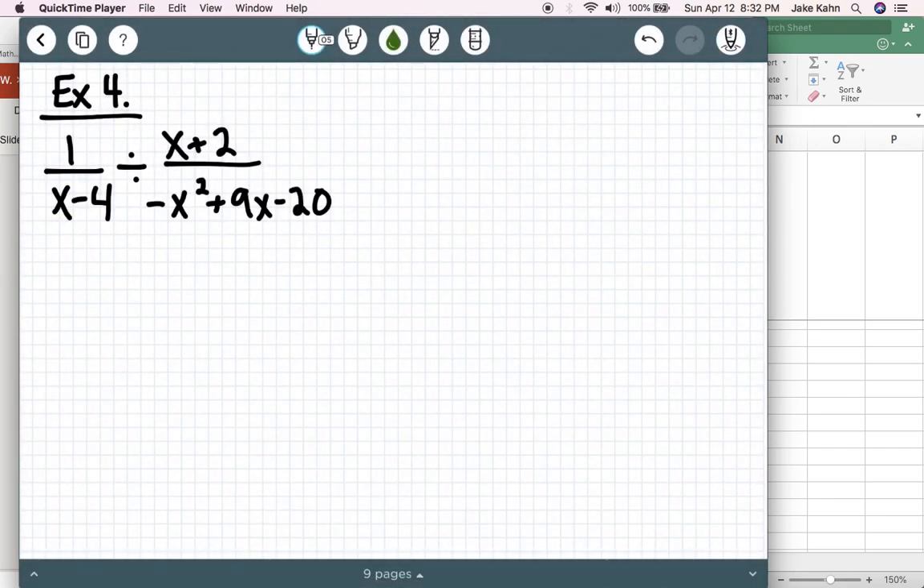If you feel confident with those problems, the rest of them are going to be similar, but now we're throwing in an operation in the middle, right? It could be addition, subtraction, multiplication, or division. So we're going to have two rational expressions with some operation in between. The first step is always the same, though. You're going to factor the top and the bottom of each rational expression, if possible.